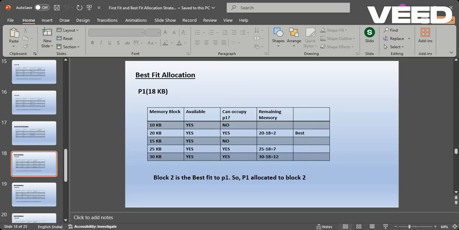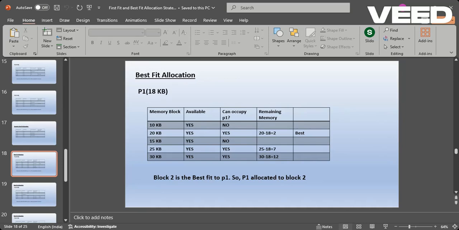Then the best fit allocation. That means we need to search from the starting location to the ending memory location, find which locations are enough to store that particular process, and find out the least memory wastage. Among these locations, the one which contains the least memory wastage is the best location to allocate that particular process. This is the best fit allocation strategy.